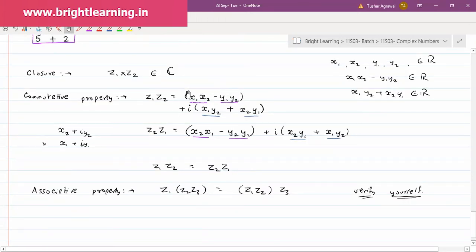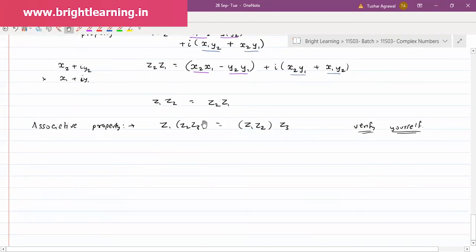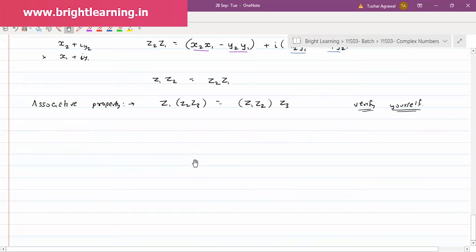x1, x2 minus y1, y2. Such a big imaginary part. And this multiplication with x3 plus I times y3. You can do the multiplication, it is not at all difficult, but I just don't want to waste the class time in the simple arithmetic. It's just simple algebraic calculation of algebraic expressions and nothing more. Associative, you can verify yourself. So closure is satisfied, commutative satisfied, and associative is also satisfied.